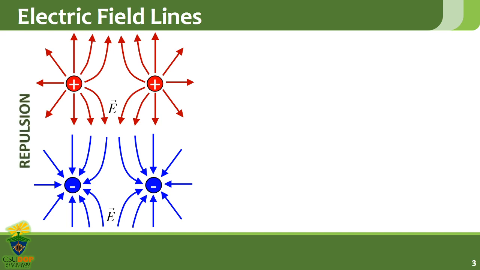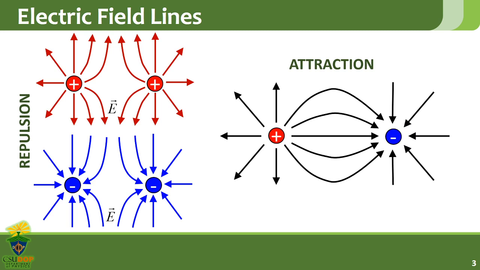An attractive interaction between unlike charges, on the other hand, has this electric field pattern. Notice that the field lines from the positive charge connect with the field lines of the negative charge. So, whenever you see an electric field line, you can imagine it is coming from a positive source and pointing towards a negative source.